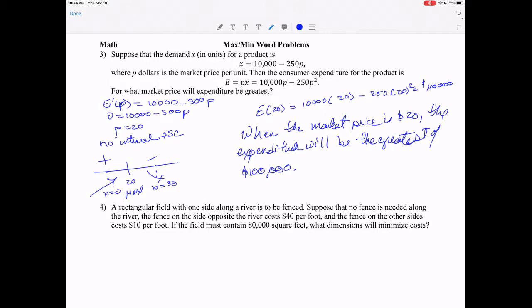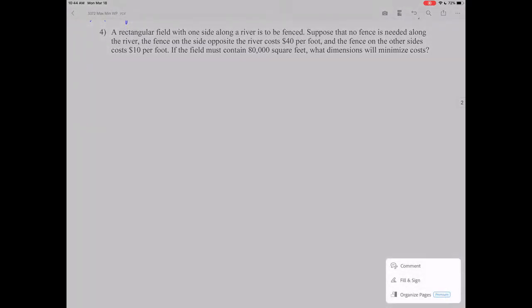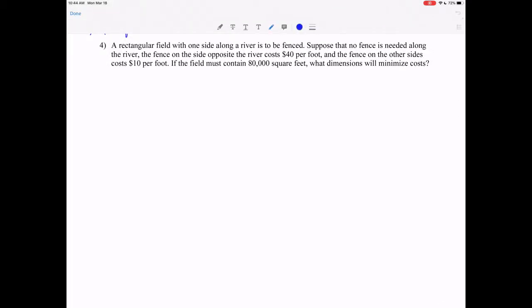Okay. The next question is where you're going to start having to come up with the formulas on your own, and they're physical questions, and they're area questions, and they're like, well, why do I have to do these? Well, they're actually ones that you could come up with. So it's a rectangular field. You want to put a fence on it. So you have a field. You want to put a fence on it. This one says that you have a river right here. Okay, what if you had a house right there?